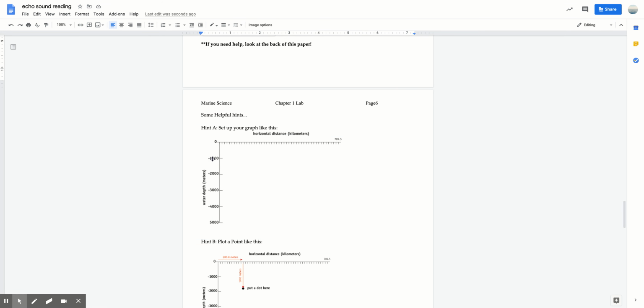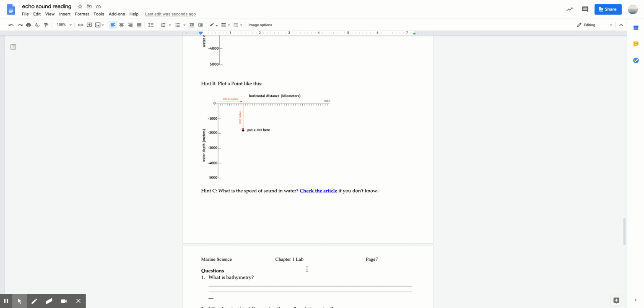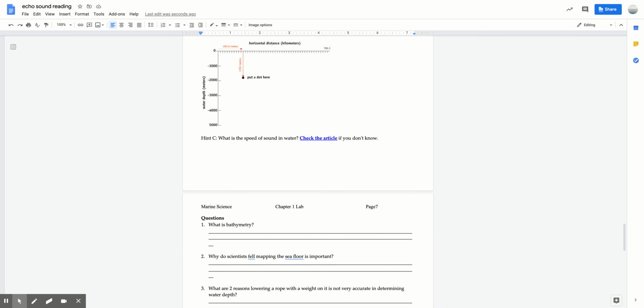You're going to start at 0 and go down, okay? And your horizontal distance is here, okay? And you guys should know how to graph. I'm sure that you do. And then I already told you the speed of sound in water. It says check the article. It's just saying go back into that reading that I read you. And then you're going to answer these questions and then you're done, right?